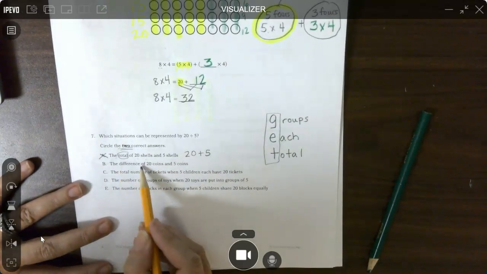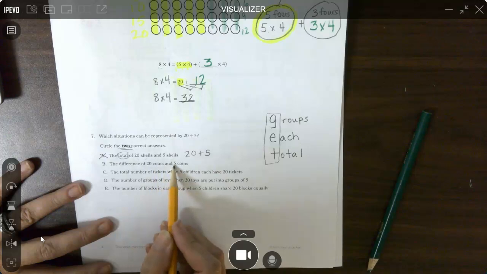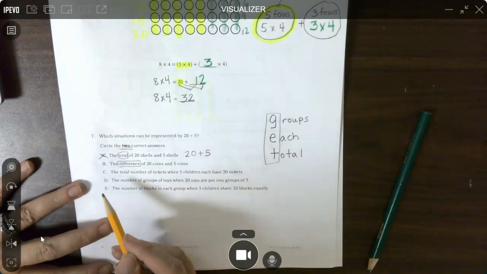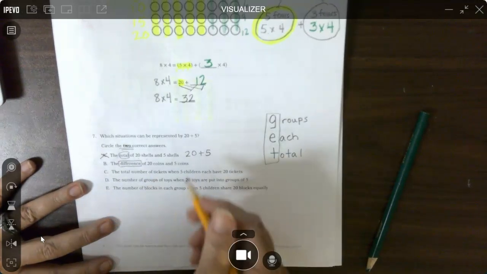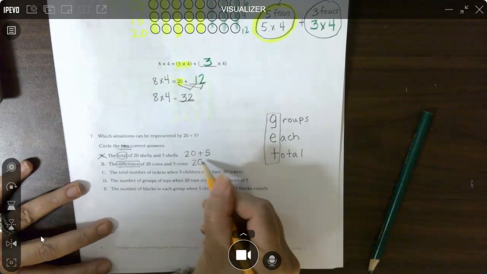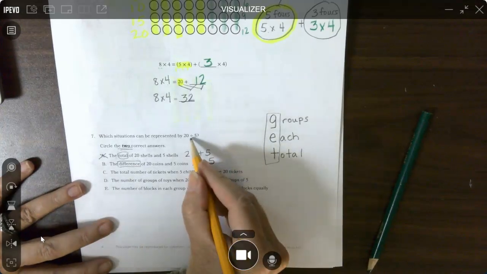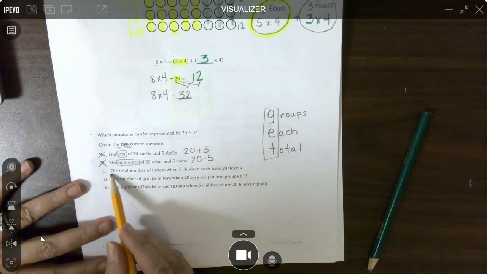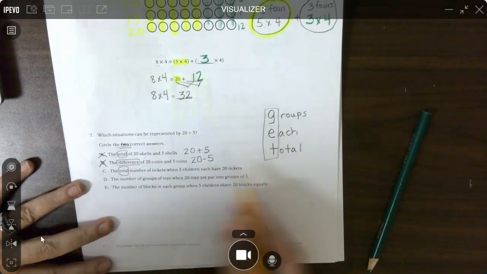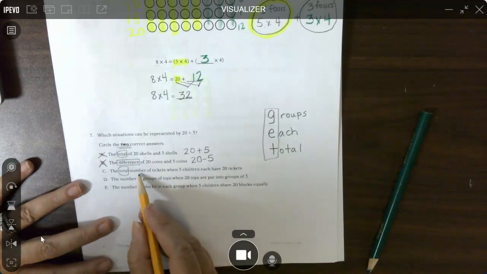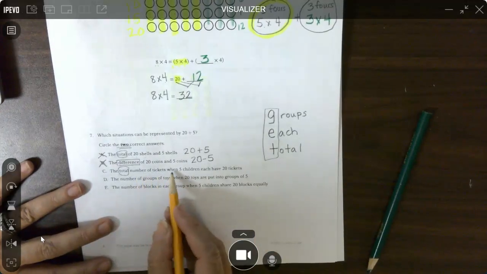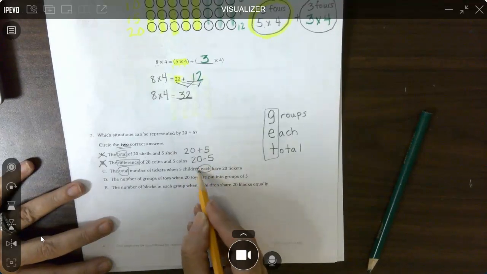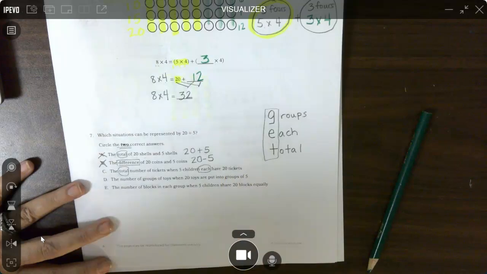The difference of 20 coins and 5 coins. This is a word that hopefully they're familiar with from 1st and 2nd grade. Difference represents subtraction, not the operation that I'm looking for. The total, it's one of my key words, number of tickets when 5 children each have 20 tickets.